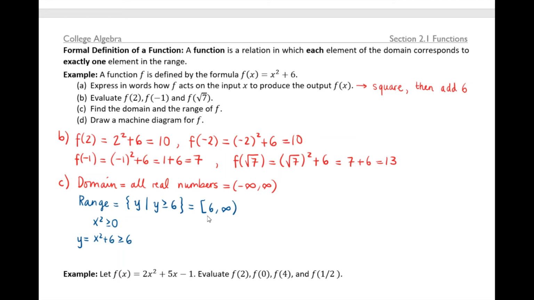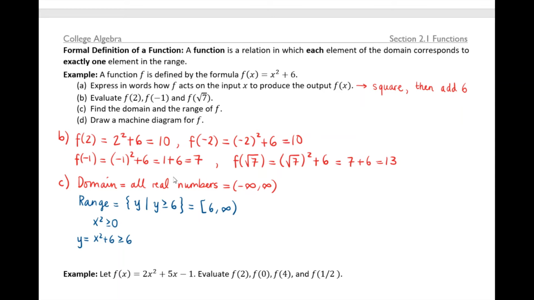This is how you get this one, because you see the outputs really start at 6. The smallest possible value for the outputs is 6. And when we see graphing in upcoming videos, that could be seen in a better way on the graph.